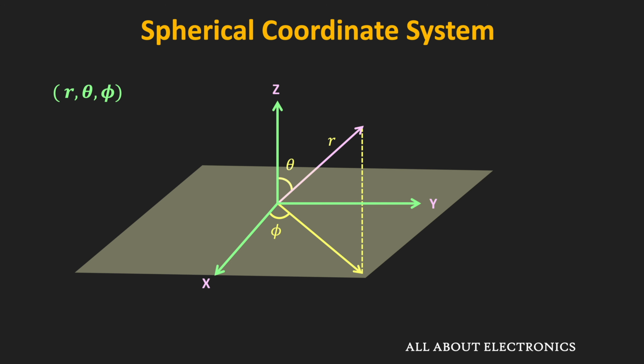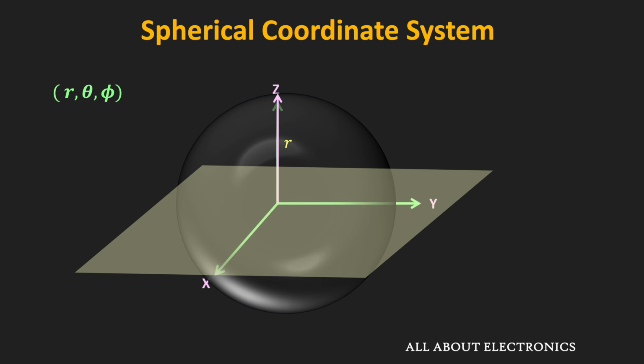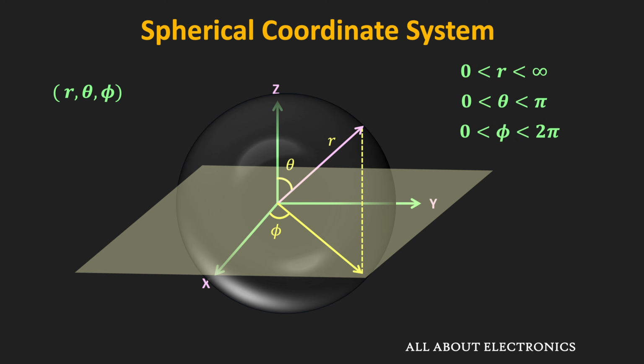If you see the range of theta, it varies from 0 to pi. When theta is 0, r will be parallel to the z-axis, and whenever it is equal to pi, r will be in the opposite direction. That means the range of theta is from 0 to pi. Likewise, the azimuth angle varies from 0 to 2 pi. That is the range of the coordinates r, theta and phi.